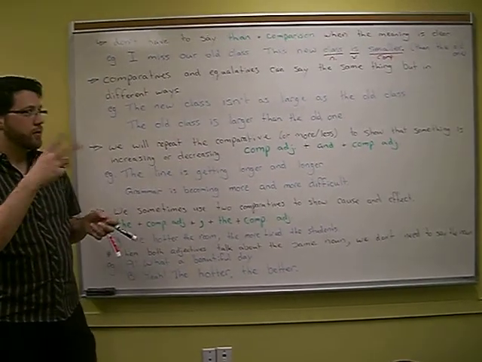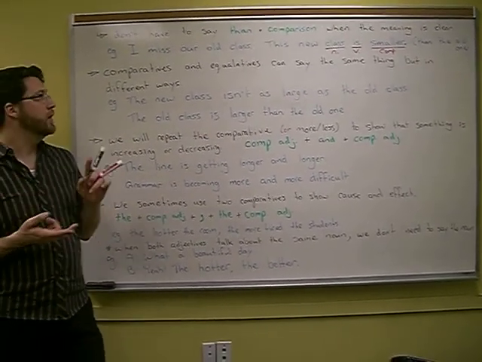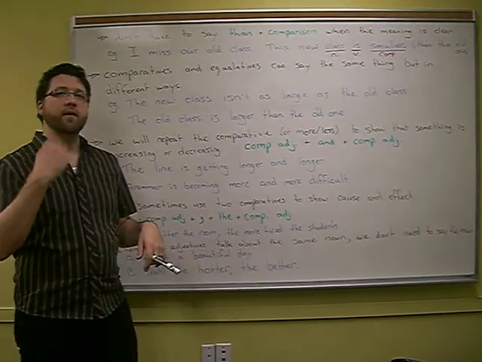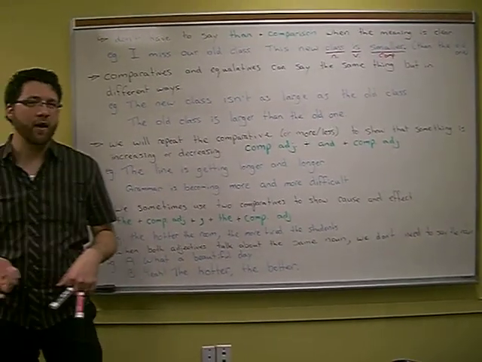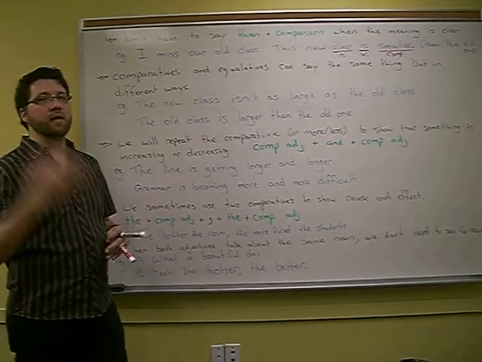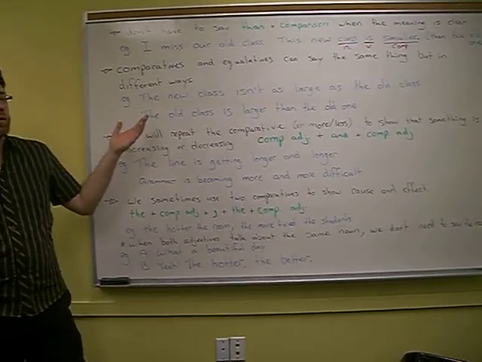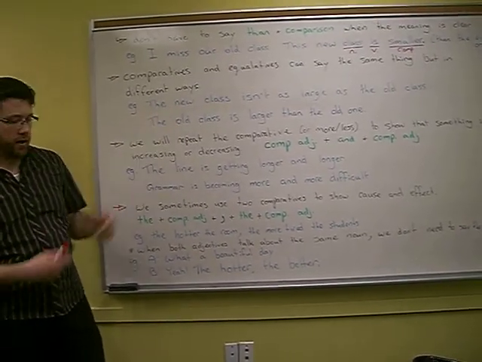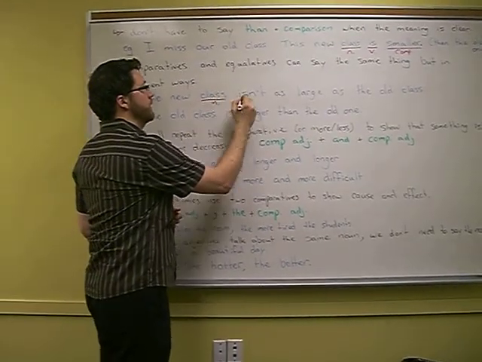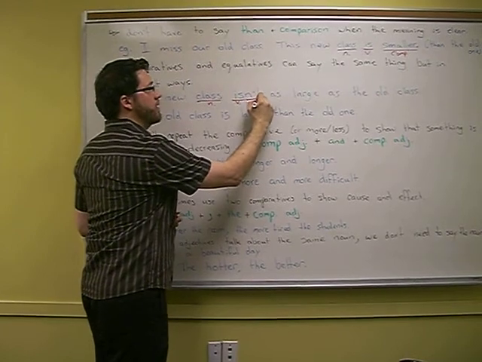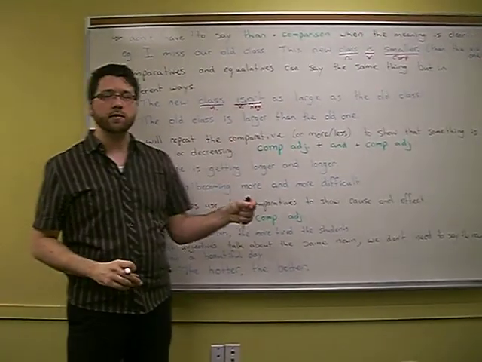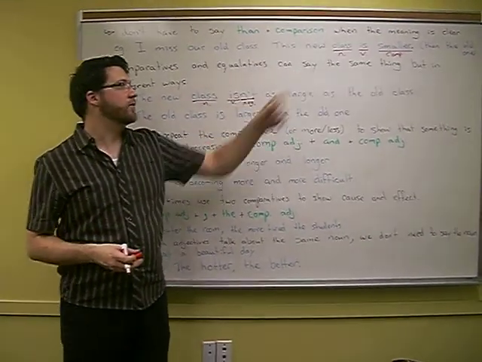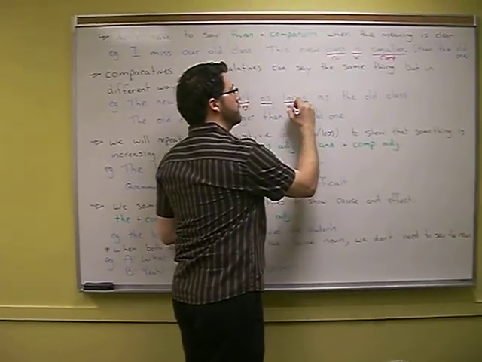Another comparison between comparatives and equalatives is that they can say the same thing, but in a different way. So it's not that they're equal. An example here, using our new classroom. With an equalative, we'd say the new class isn't, so verb and our negative, it isn't as large as the old class. Okay? The new class isn't as large as the old class.